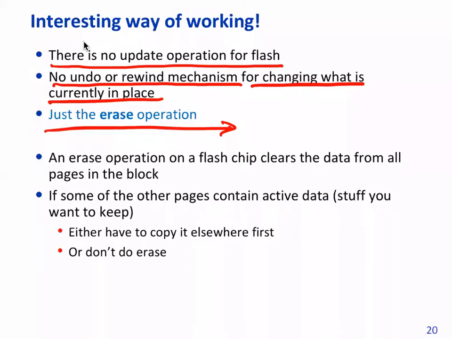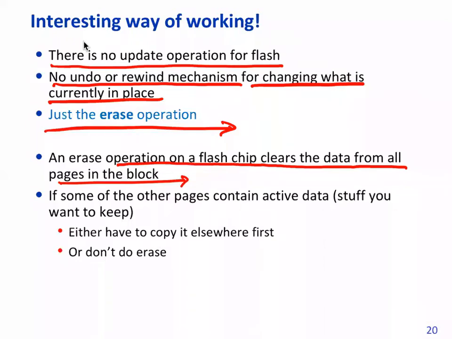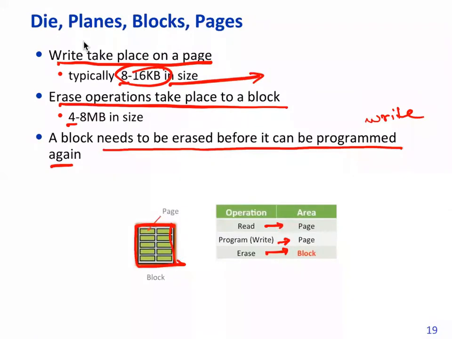Okay, so erase operation on a flash chip clears the data from all pages in a block. So basically the minimum unit that you can delete is a block. So what happens if some of the pages contain active data? For example, you want to erase this page, and maybe 2 pages, but all the other ones, like here the remaining 6, contain valid data. So it means that you cannot erase this.